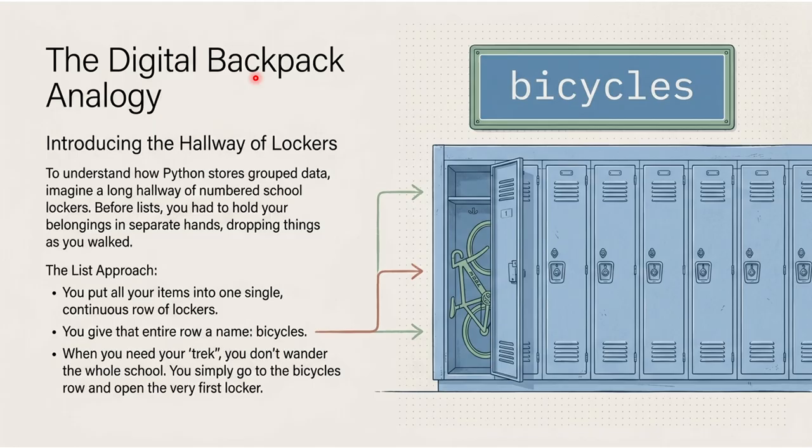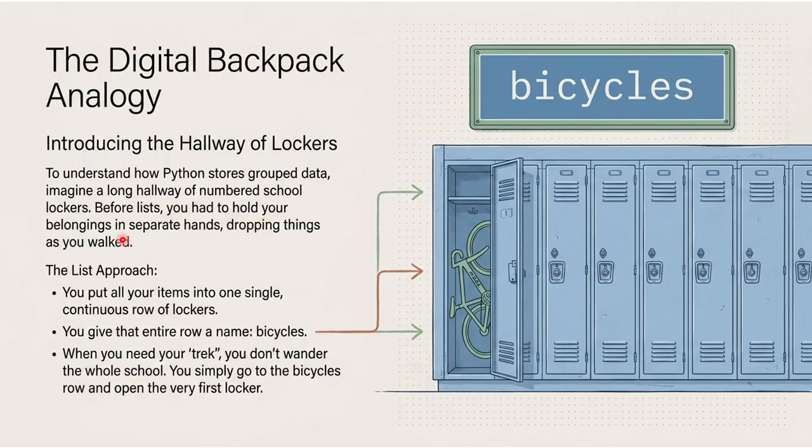So in order to understand it, let's imagine a real world analogy. We will understand lists through a hallway of lockers. What is mentioned is, to understand how Python stores grouped data, imagine a long hallway. So let's imagine this is a long hallway of numbered school lockers. Here if you see, we have these lockers.